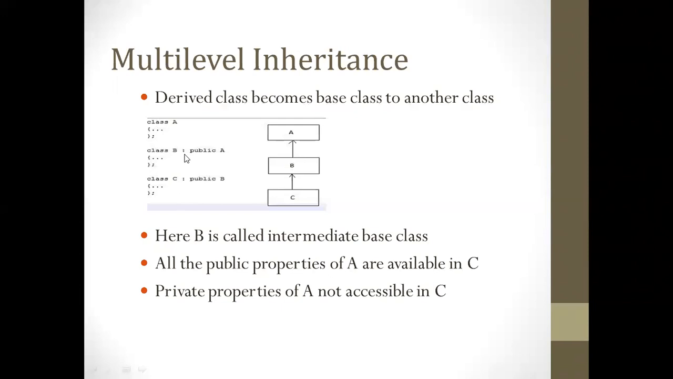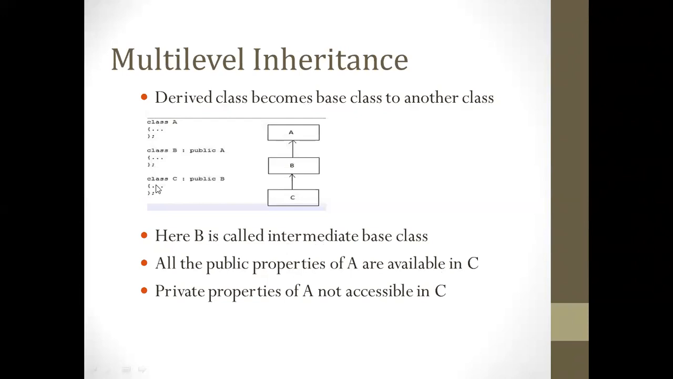Right. So in this specific case, we know that all the public members of A will also become the public members of B. So here B is called intermediate. All the public properties of A are available in C. That means if it is public here, then since we are publicly inheriting, here also it is public. Now, we are saying class C derives from class B. Since it is public here and it is inherited, it will be available here as public only.